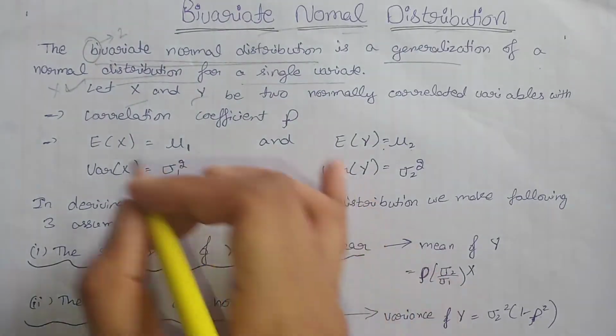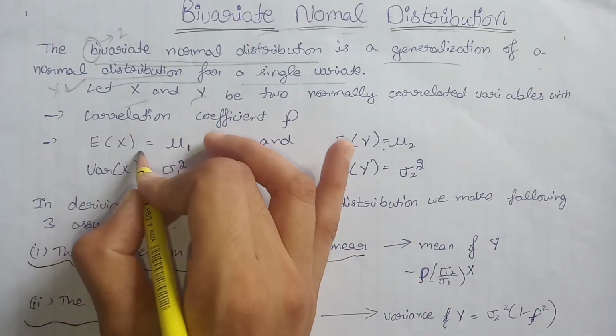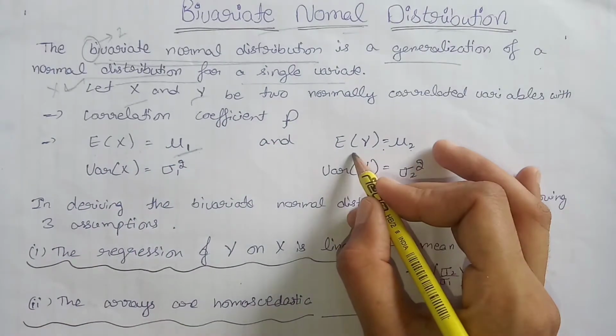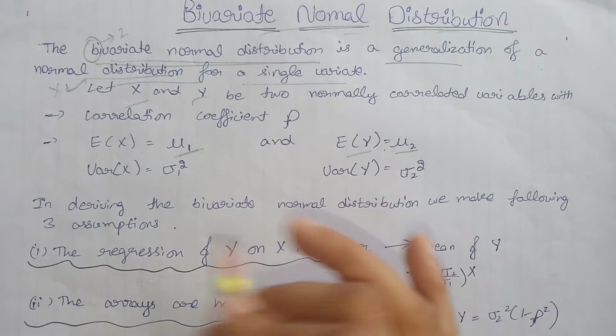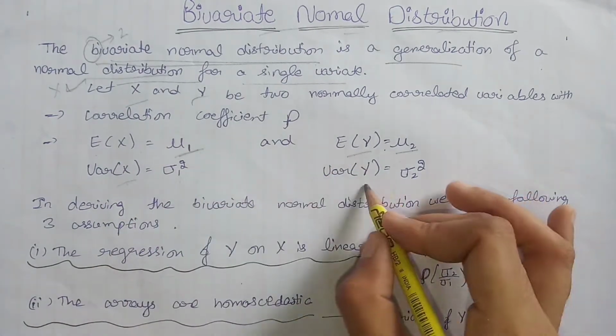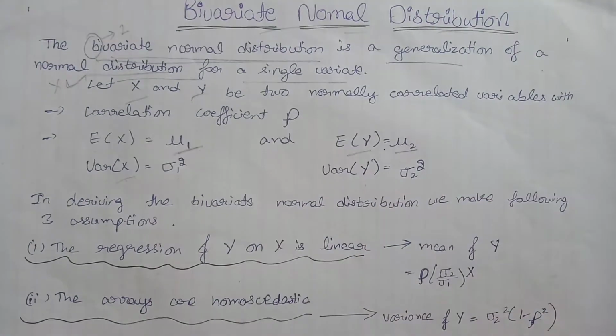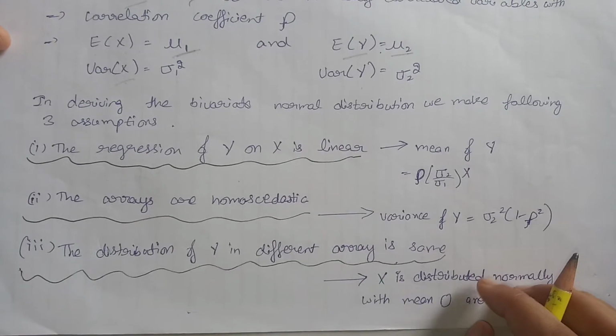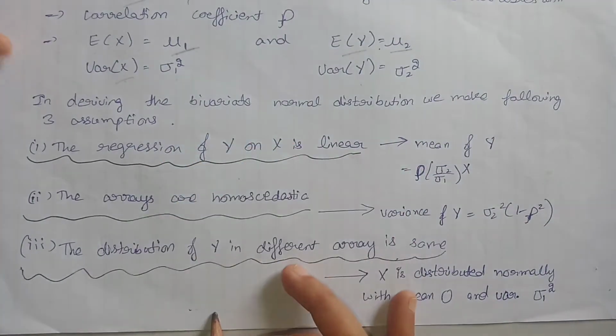Now suppose that the expectation, or we can say the mean, of our random variable x is mu1 and the mean of y is mu2. Next, the variance of our random variable x is sigma 1 square and the variance of our random variable y is sigma 2 square. Now, to derive the bivariate normal distribution, we make the following three assumptions.